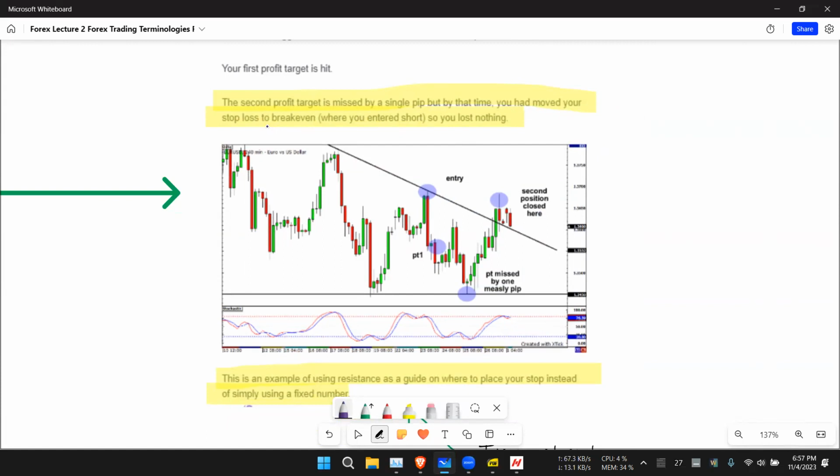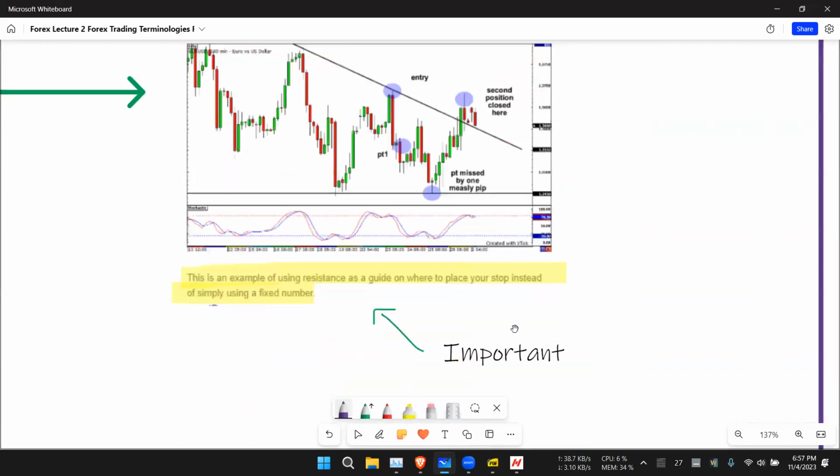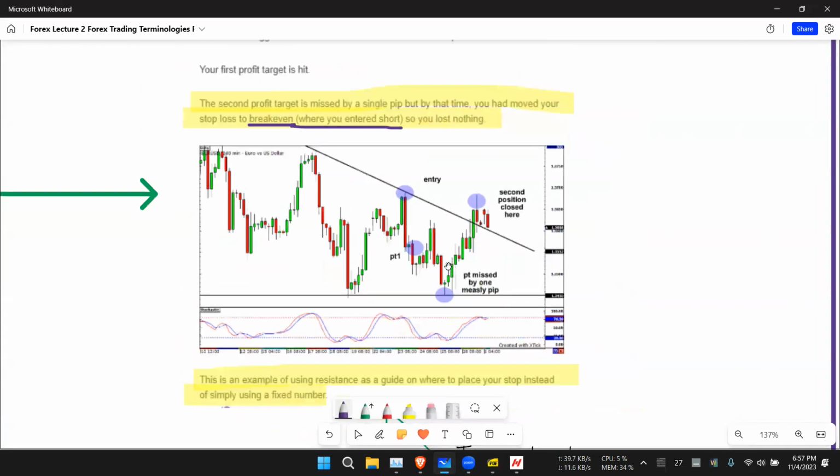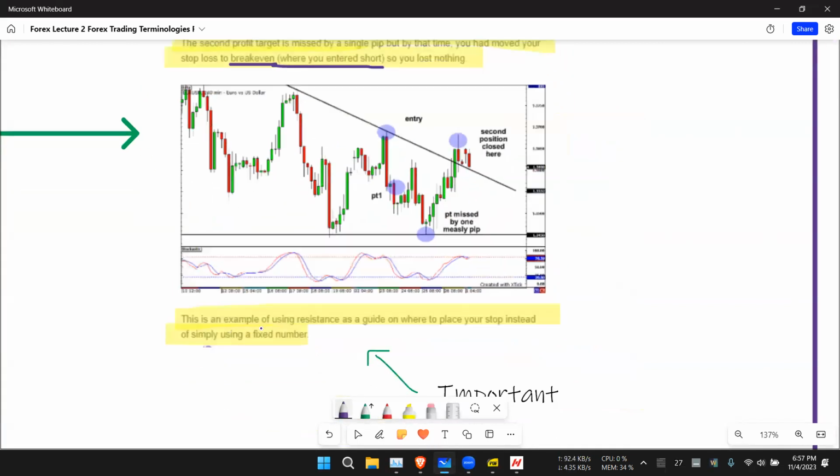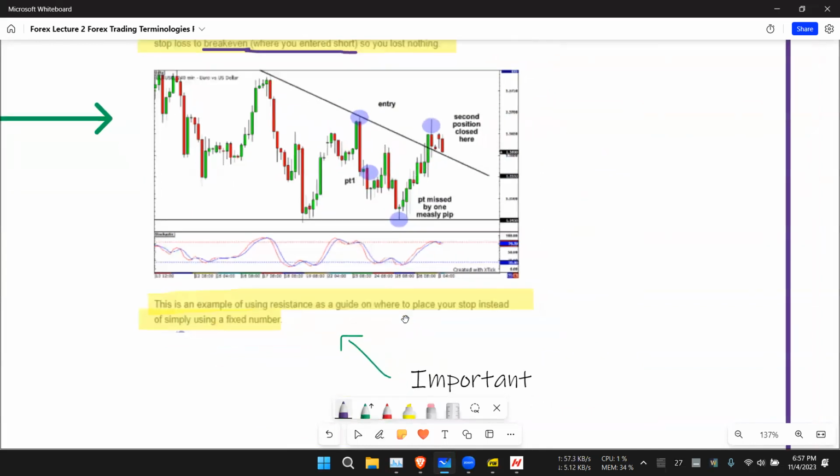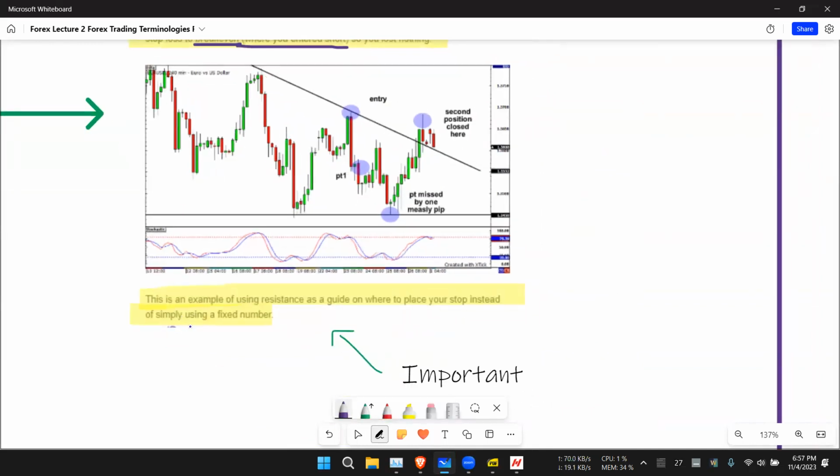We will talk about these concepts as well, like break even. These are future concepts. Break even is a very fundamental concept as well. We can talk about this in the future as well. Okay. So this is an example of using resistance as a guide to where to place your stop instead of simply using a fixed number, right? It's a very important concept.